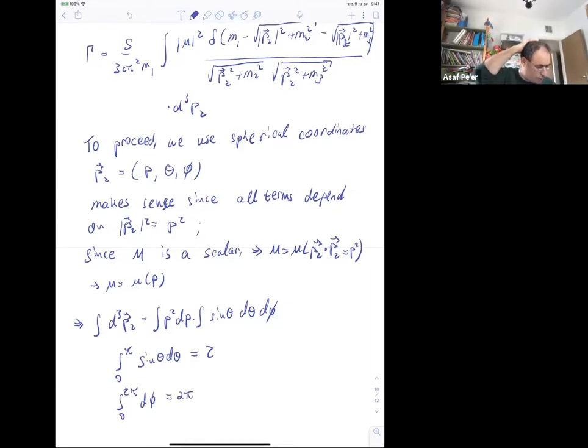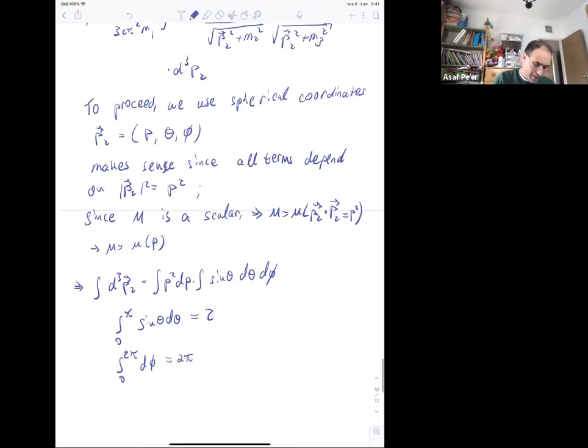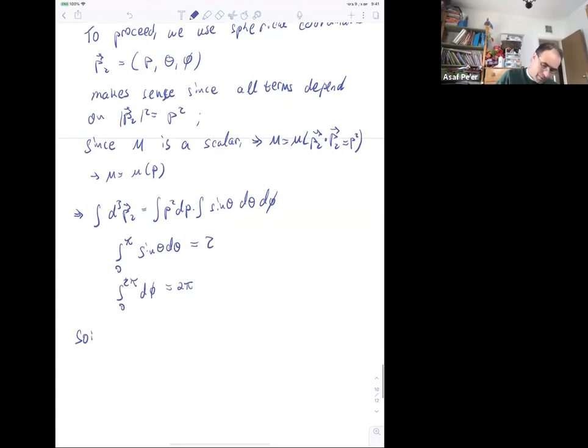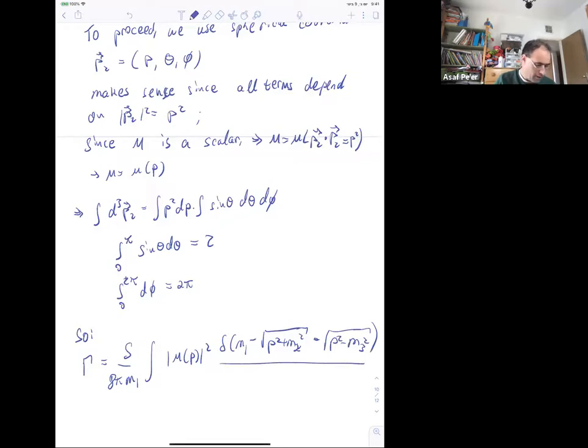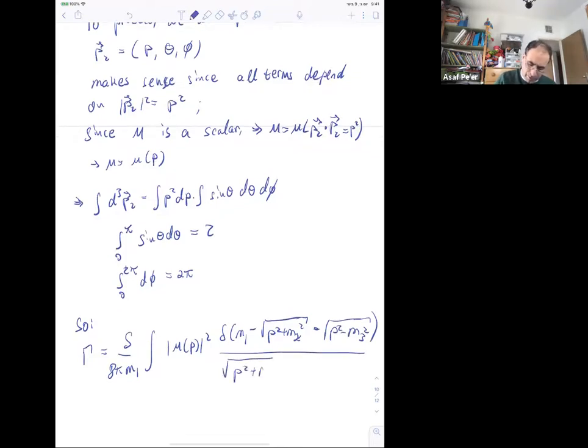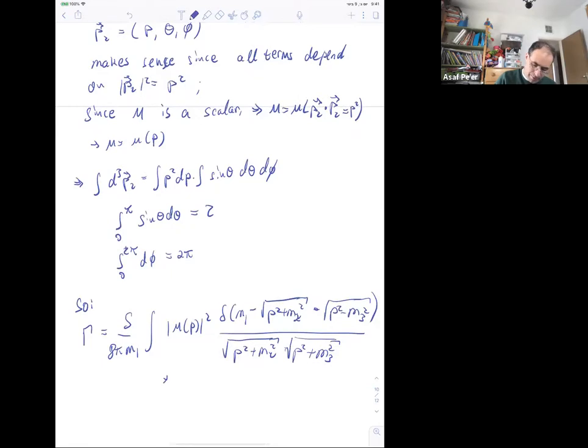So surprise, surprise, we end up with the 4 pi term, which cancels with the 32 pi squared. So we have gamma is just s over 8 pi m1 integral of m of p squared, and then the delta, right? M1 minus square root of p squared plus m2 squared minus square root of p squared plus m3 squared divided by square root of p squared plus m2 squared times square root of p squared plus m3 squared, and then times p squared dp.